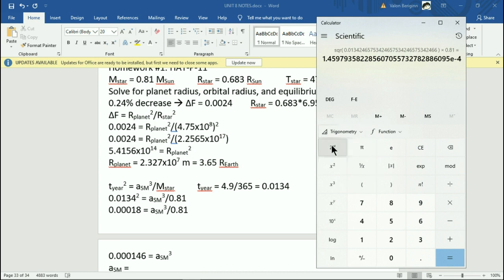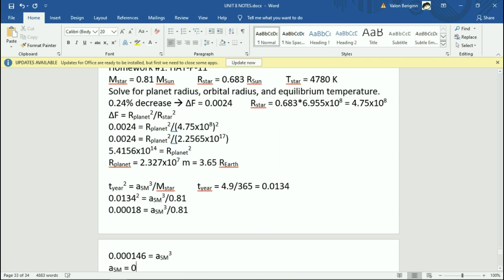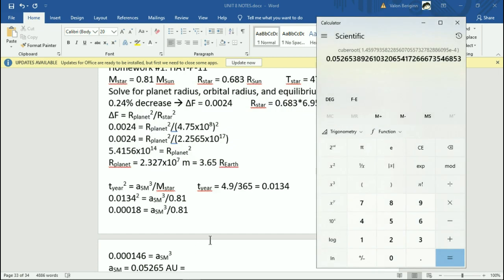Equals 0.05265. Yeah, I'll do 5265. 0.05265 AU. So a bit more than 5% of the distance. And we need to convert this to meters. Again, I technically don't ask you to do this, but you need it to be in meters for the equilibrium temperature. So this you kind of have to do. So this is going to be times 1.496. Okay. So 7.877 times 10 to the 9.